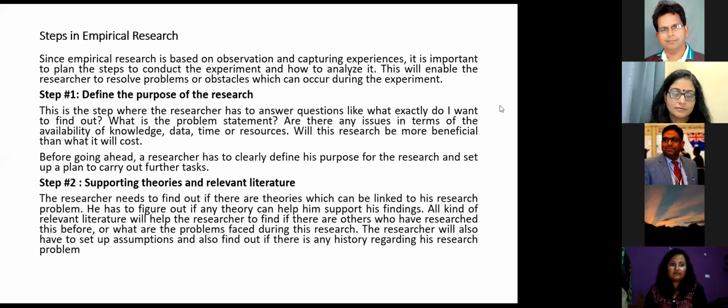We may want to do this in depth, but overall I have just given 6 steps. Number 1 is define the purpose of the research. This is the step where the researcher has to answer questions like, what exactly do I want to find out?